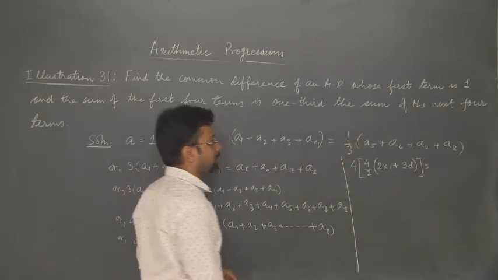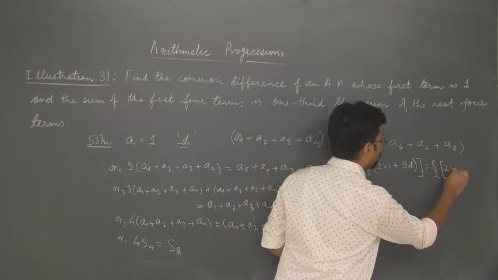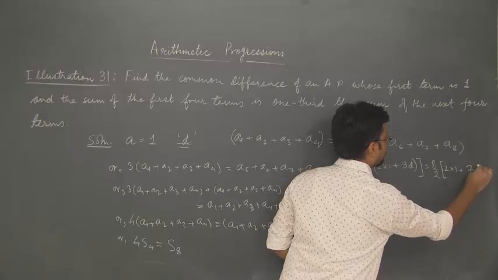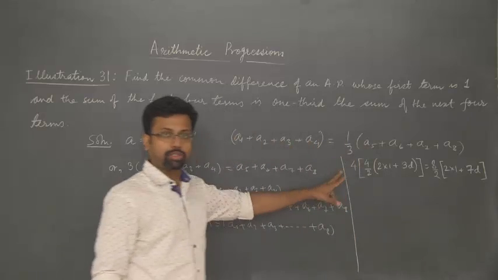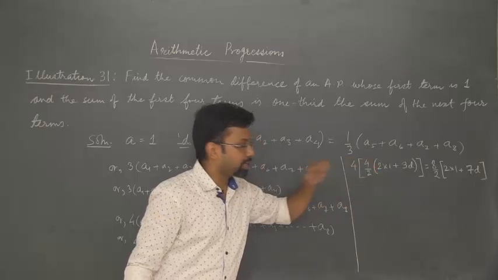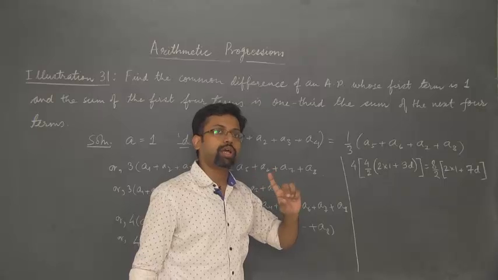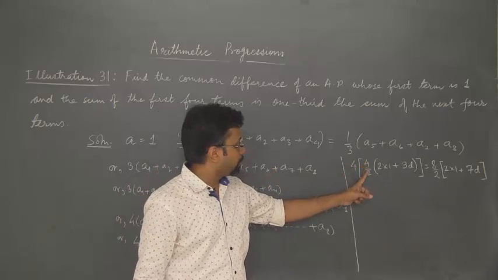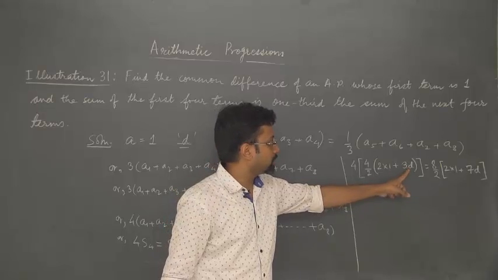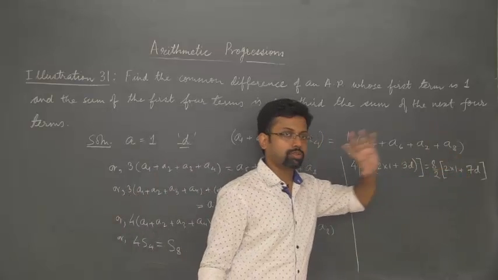And what will be S8? S8 will be n by 2, 2A plus 8 minus 1, 7D. I hope you got this. It's 4 into S4 is equal to S8. How do we obtain S4? S4 will be n by 2. In S4, n will be equal to 4. So we have 4 by 2, 2 into A plus n minus 1, 4 minus 1 is 3, 3D. And here we have n by 2, 2A plus n minus 1 into D.